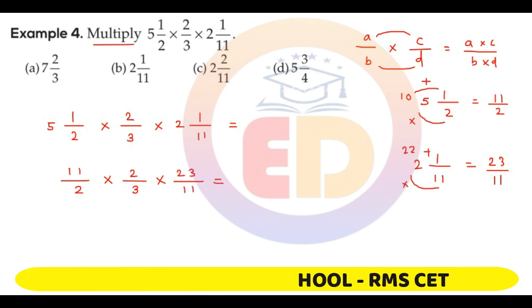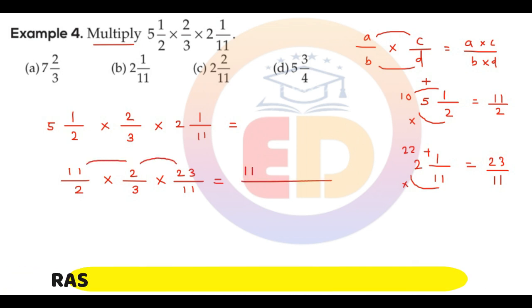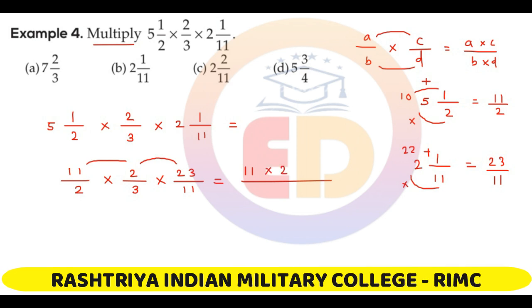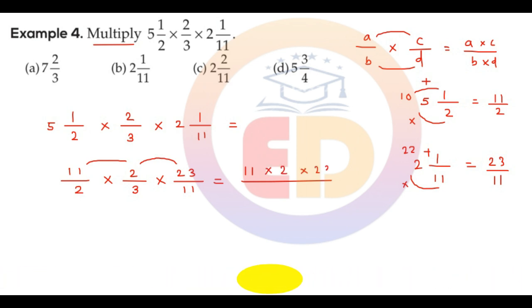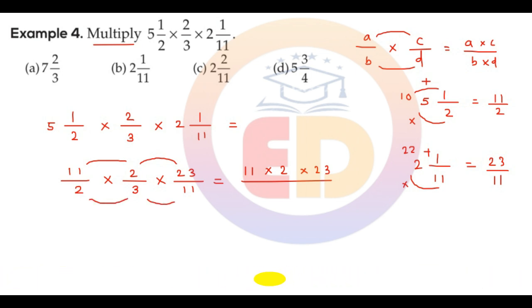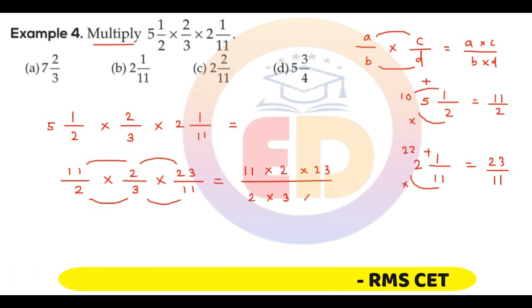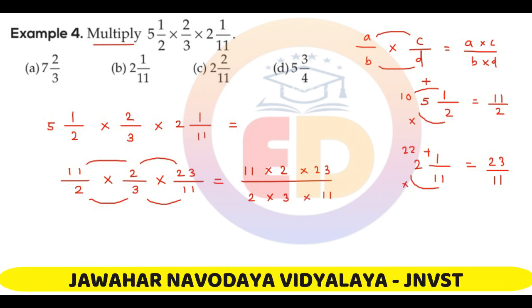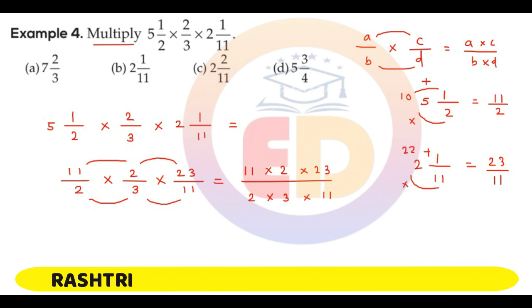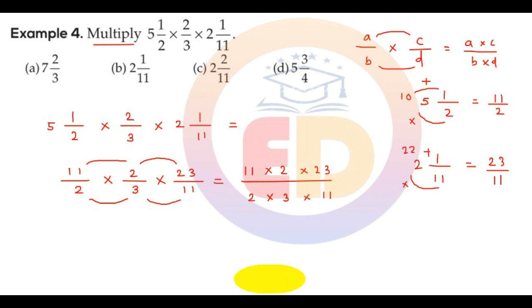Now when we multiply them, multiply all the numerators. So in the numerator I will have 11 multiplied by 2 multiplied by 23. Multiply all the numerators and multiply all the denominators. 2 multiplied by 3 multiplied by 11. Now at this stage, do not start multiplying all the numbers in the numerator and in the denominators. Rather, what you should do is look out for the numbers which can be cancelled.